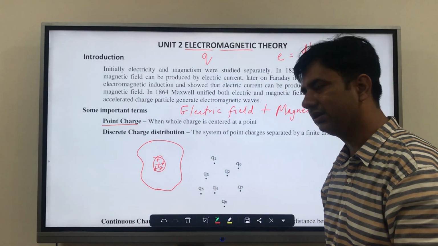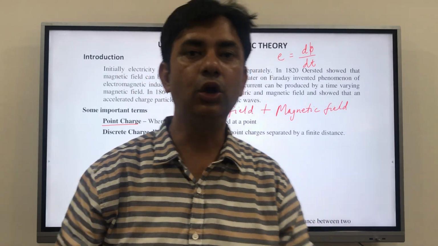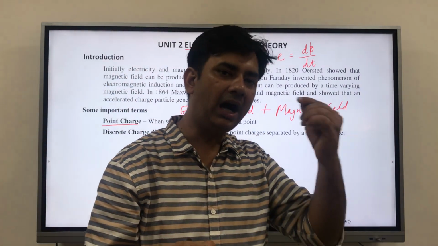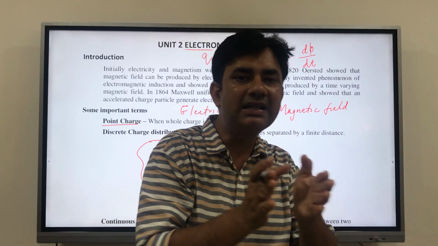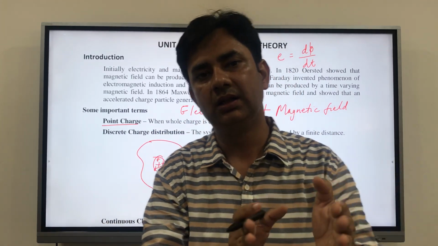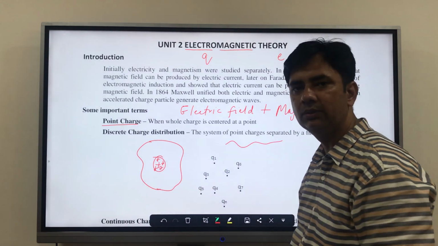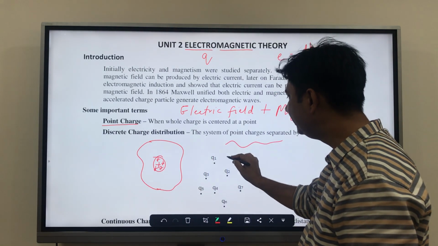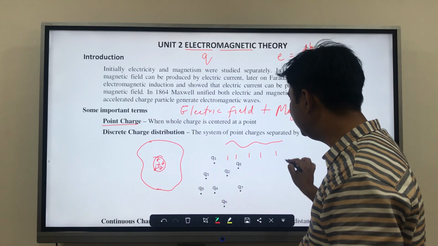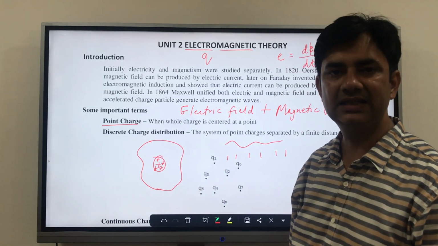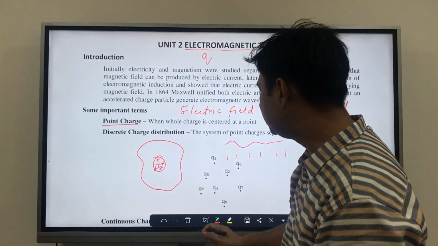Next, discrete charge distribution. As the name suggests, discrete means not continuous, but having some discrete values. This is a continuous value, but if I sample it like this, then I can say this is a discrete body. So, discrete charge distribution.